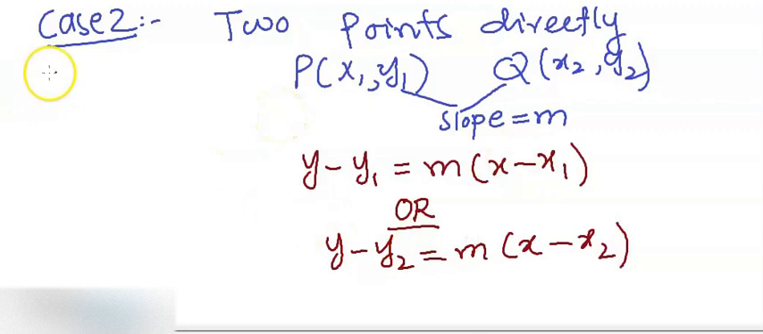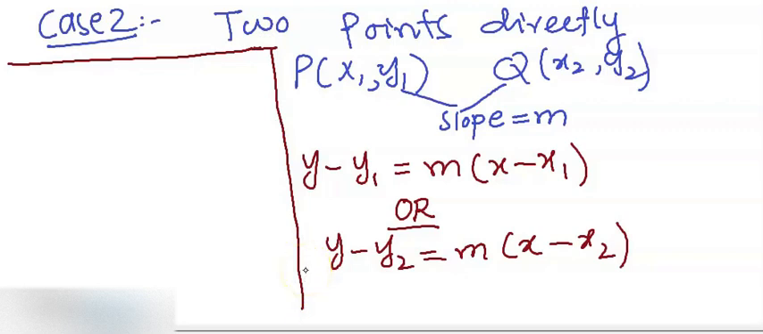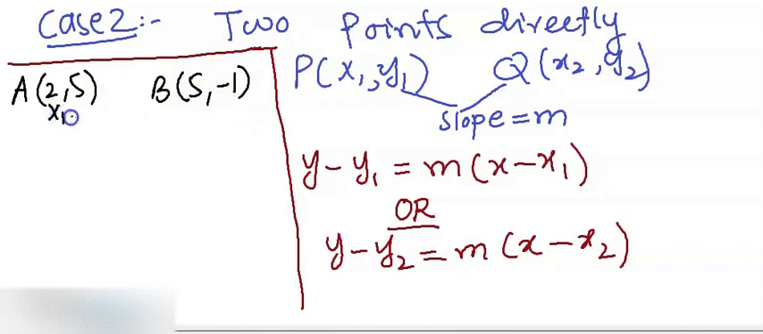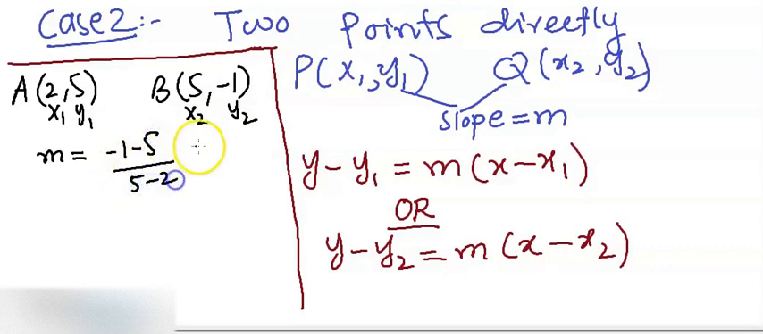Let's do an example for this case. Suppose we have a line that is passing through 2 points. Let's say point A is 2 comma 5 and the other point is B, 5 comma minus 1. So this is x1, this is y1. Let me label this as x2, y2. So the slope is going to be y2 minus y1 divided by x2 minus x1. This is going to be minus 6 over 3, which is minus 2 if I'm not wrong. Okay, so we have got the slope.